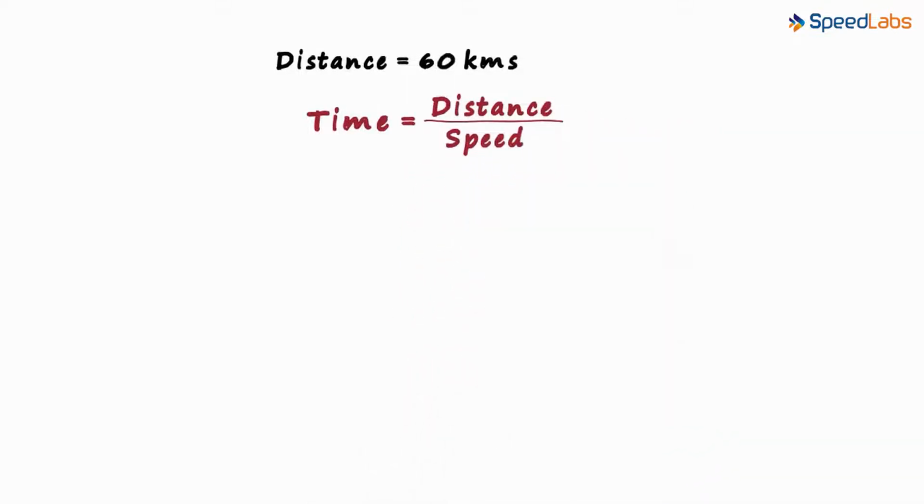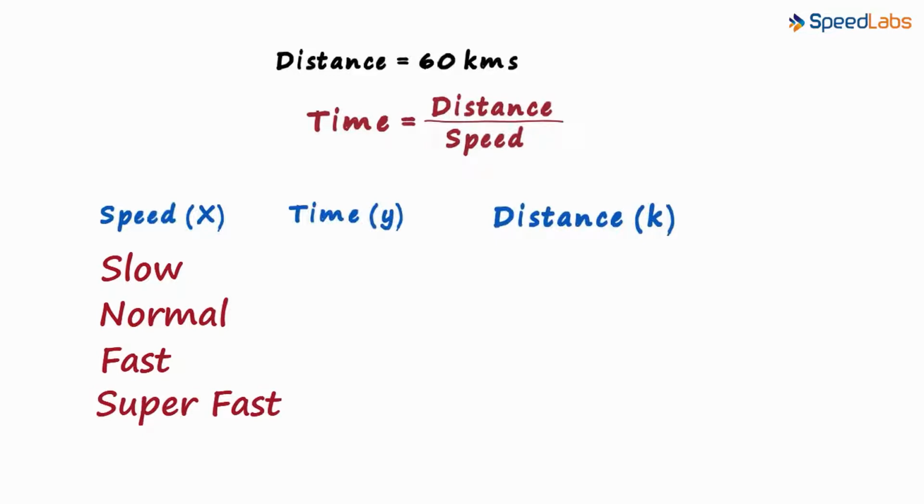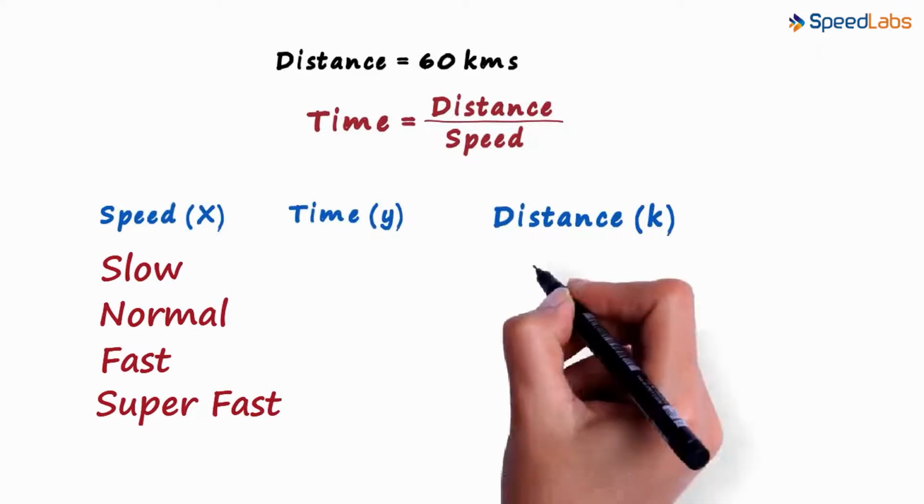Let's make 3 columns to understand what indirect variation actually is. Let the speed be x, the time be y, and since the distance is constant, let it be k. We form a table of speed, distance, and time. Also assume that speed is in kilometers per hour and time is in hours. We will consider the 4 cases we saw. When the car travels slow, at a normal speed, fast, and super fast. And in all cases, the distance is constant at 60 kilometers.